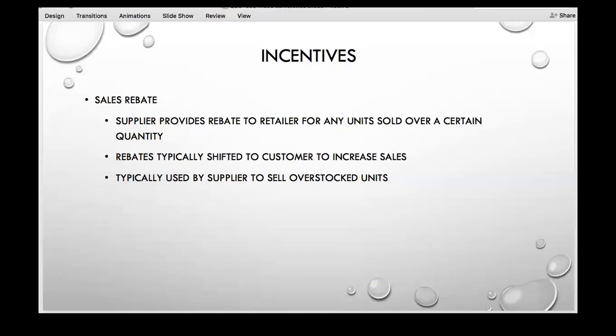So this is pretty direct. We've talked about rebates at length. So these are four incentives. I think there are quite a few in the textbook, but these are the main ones.